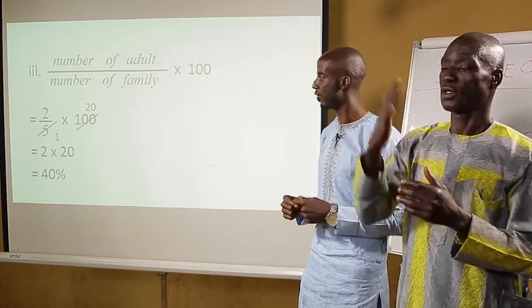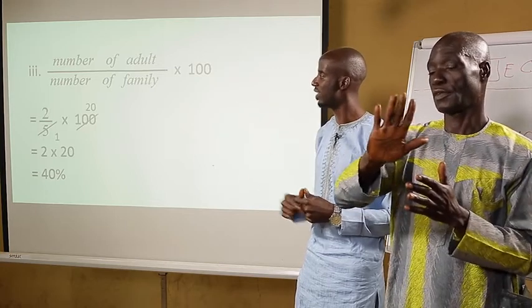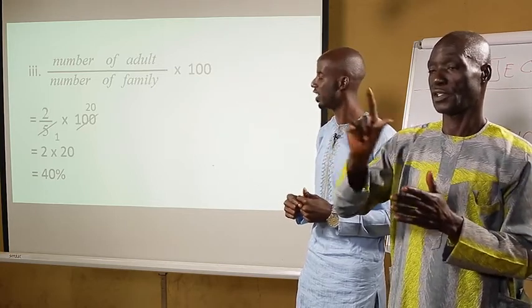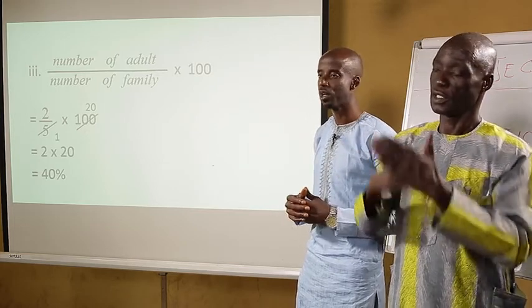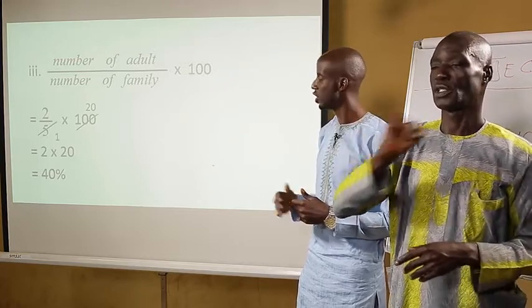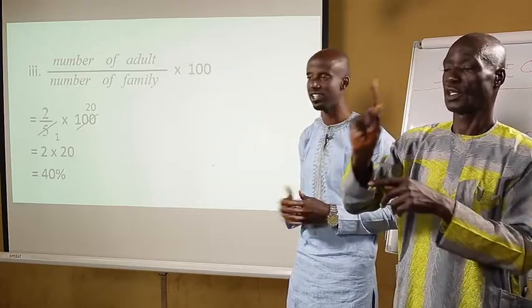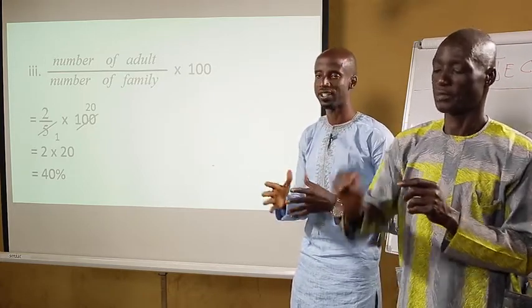So 5 divided by 5, it will give us 1. And 100 divided by 5, it will give us 20. So that takes us to the next step. We have 2 multiplied by 20. So when you multiply 2 by 20, the answer will be 40%.